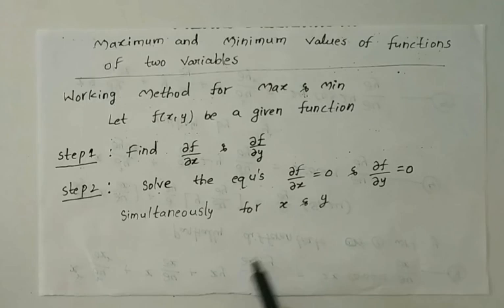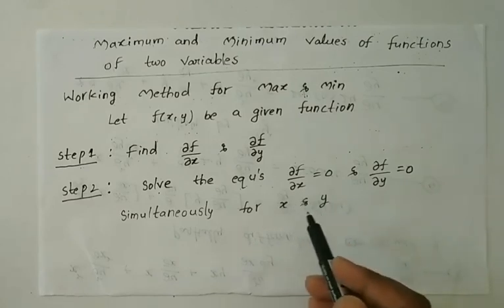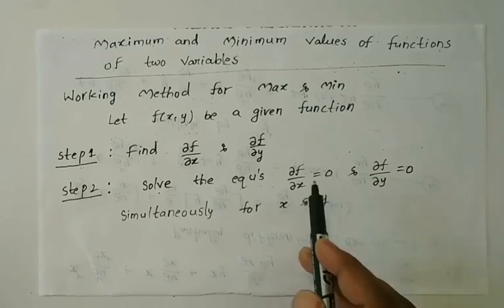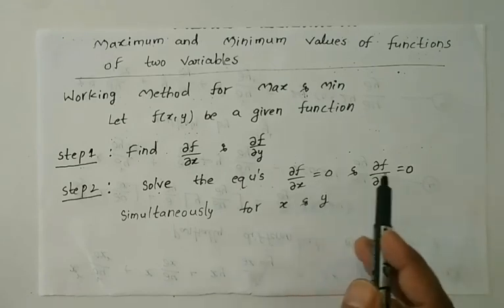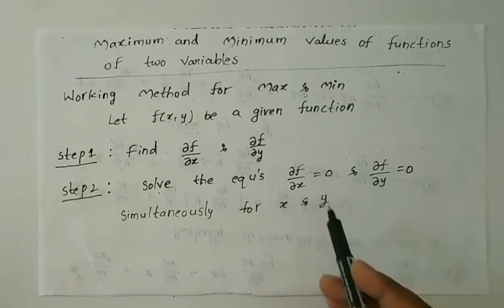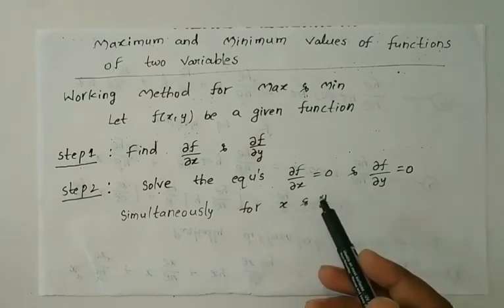Okay, so from the second step we can get the critical points x and y. Don't get confused. In the second step, you just have to take fx equal to 0 and fy equal to 0. Solve these simultaneous equations for x and y. Then the pair of x and y will give the critical points of f of xy.